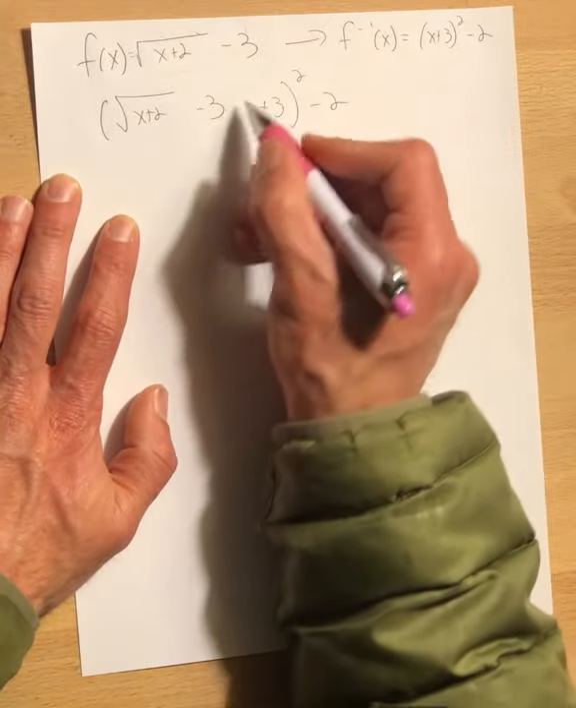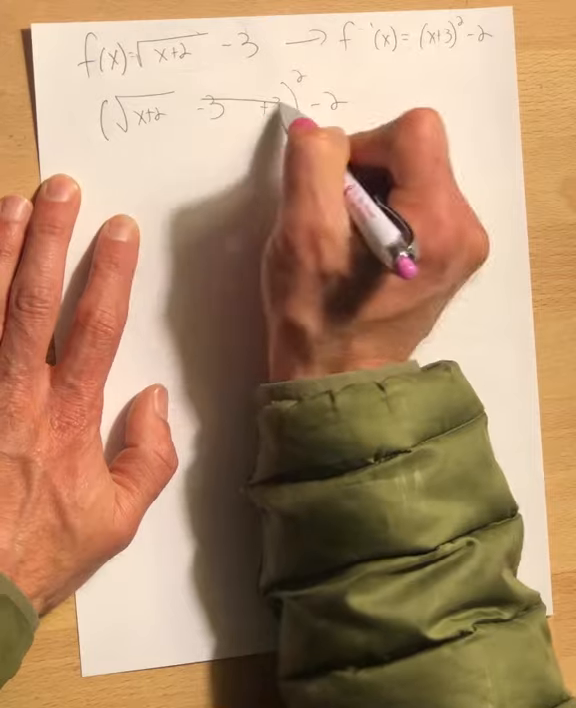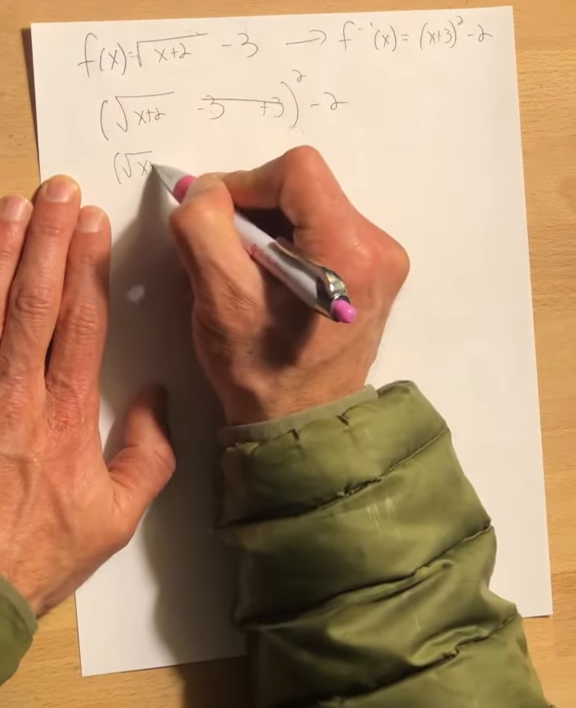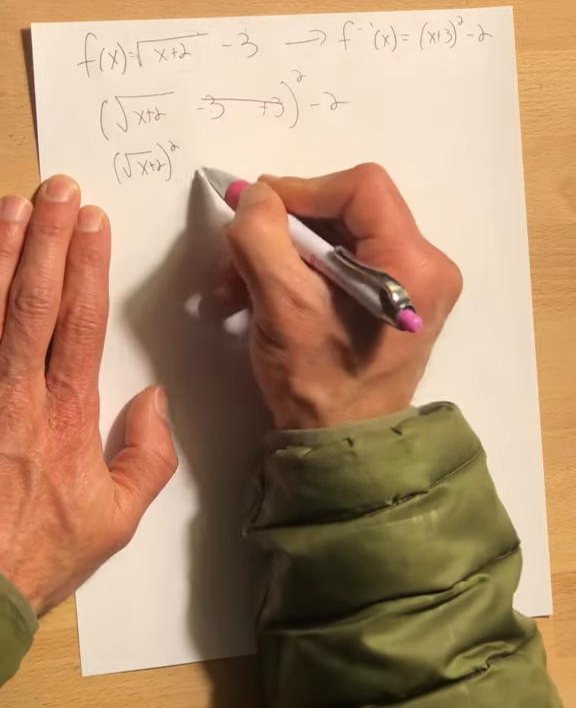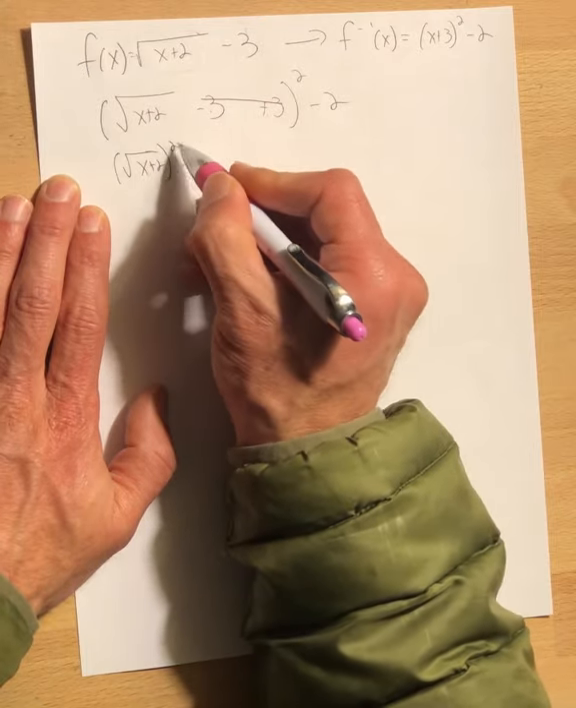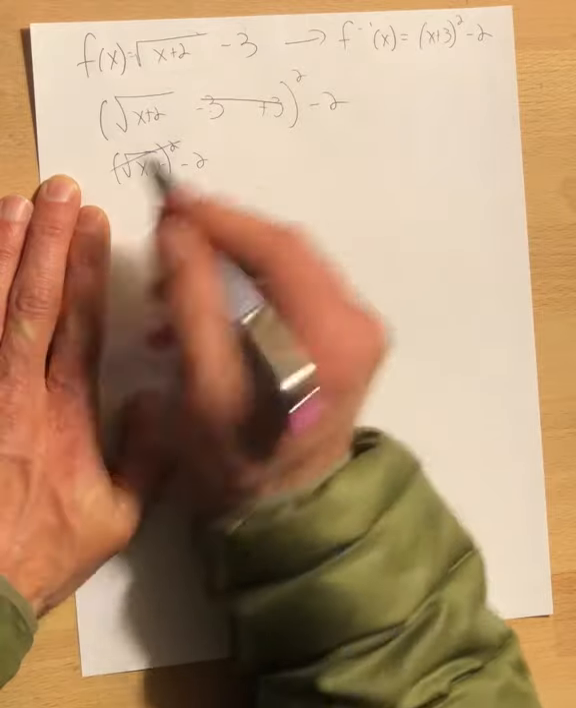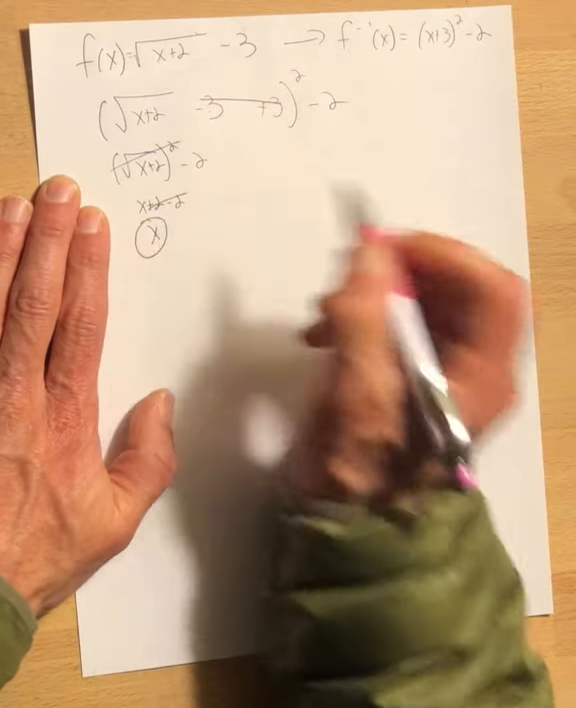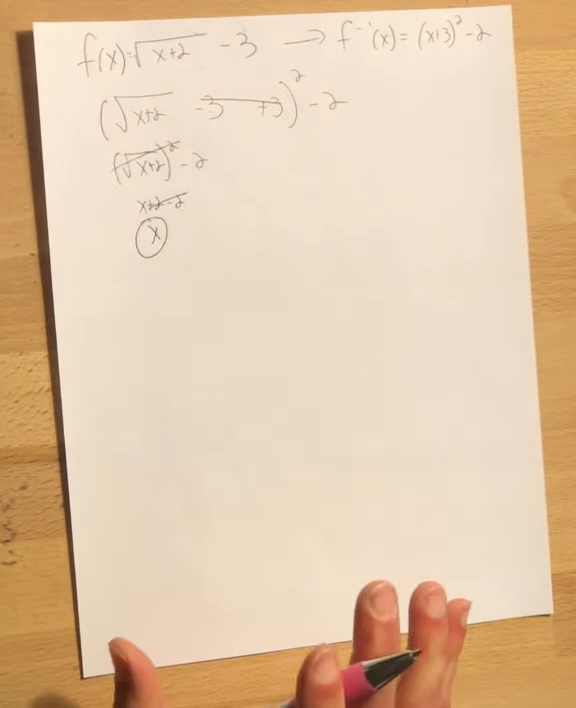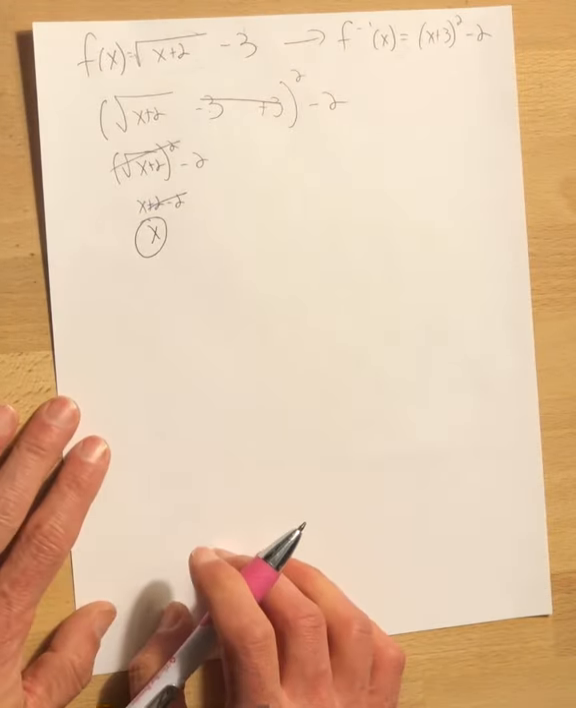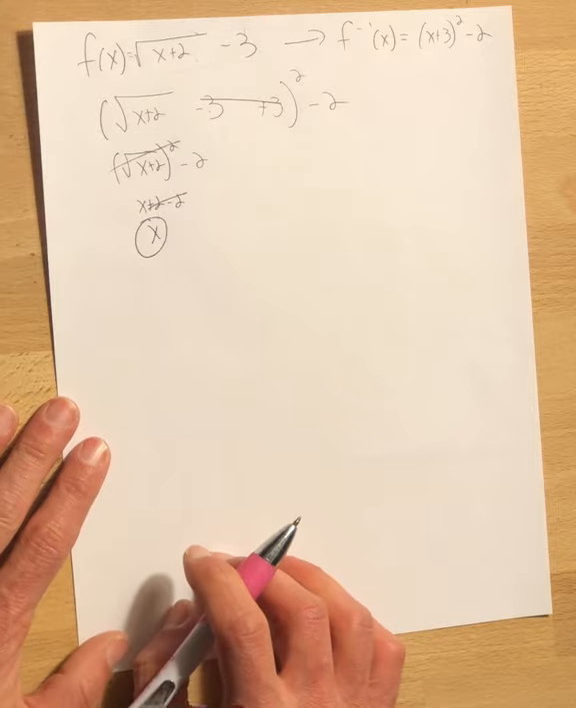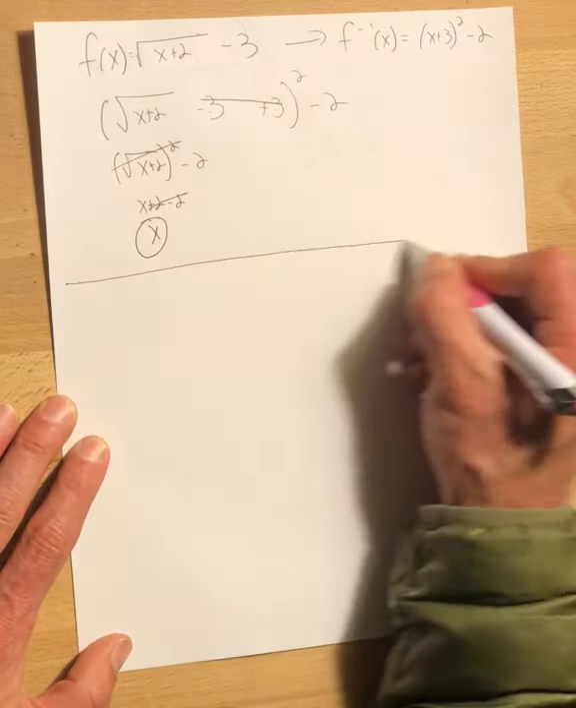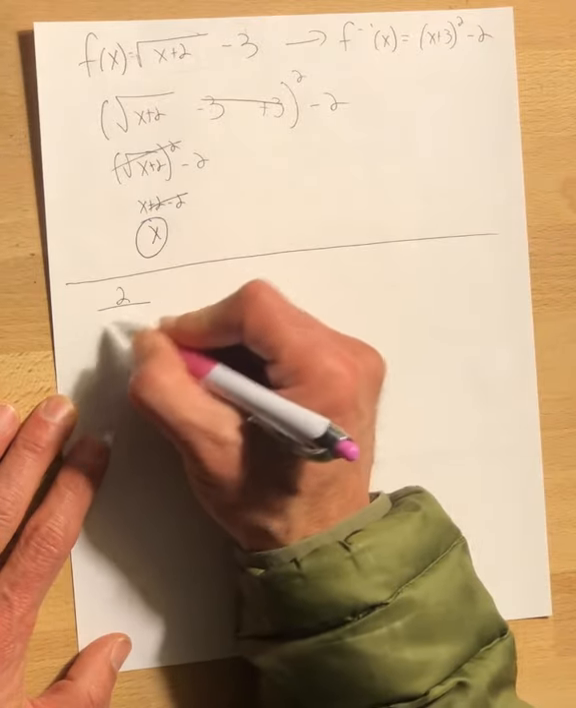All right, so now look, negative 3, positive 3, cancel out. Now I have root x plus 2 squared minus 2. This squared cancels out the root to give me x plus 2 minus 2 to give me x. So those are, in fact, inverses of each other. Okay, see if you can prove that, the next question is telling you 2 over x minus 1.